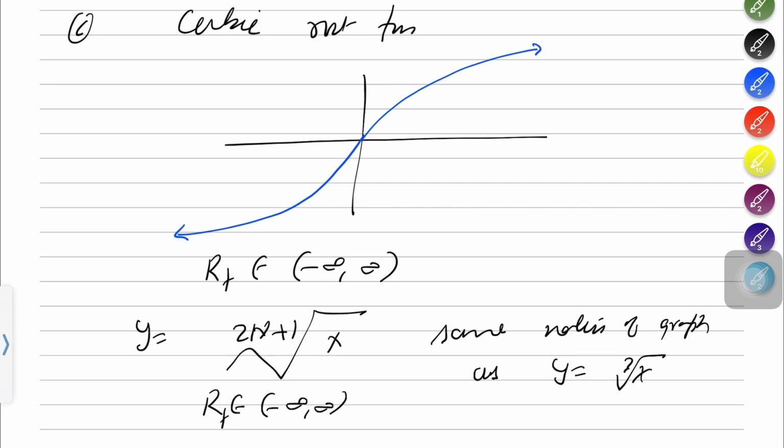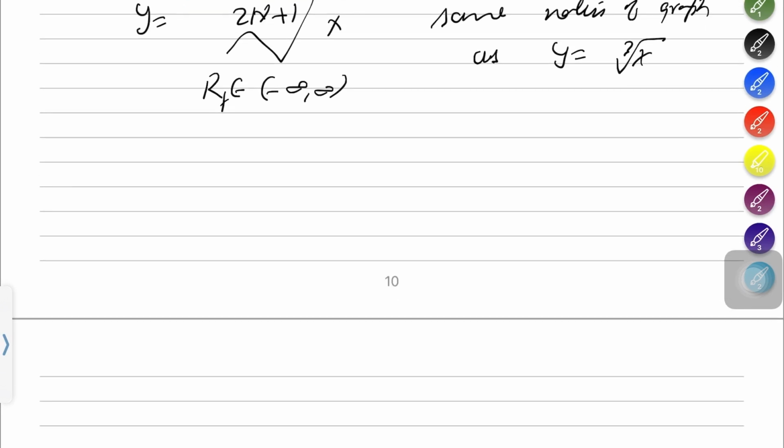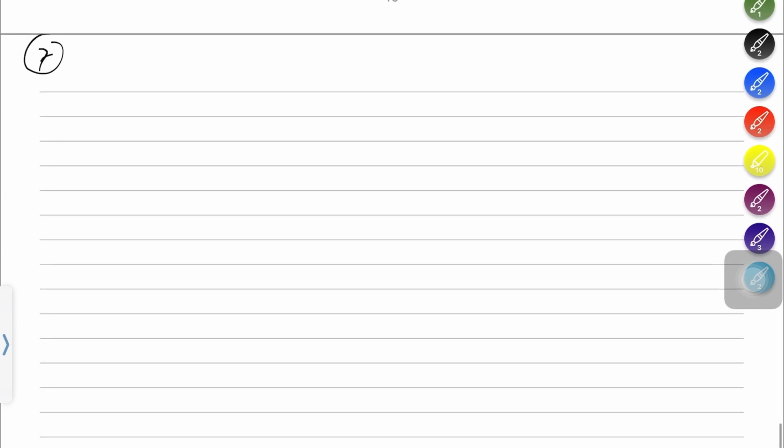Okay, so let's move on. I want to finish the algebraic portion. Let's say the 7th one is the reciprocal function.